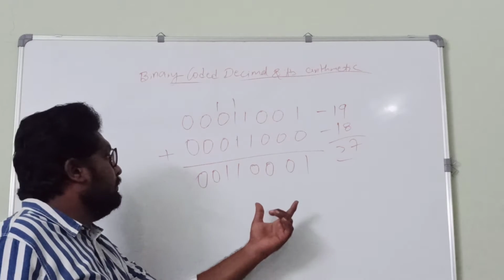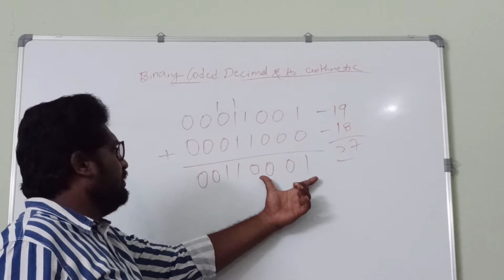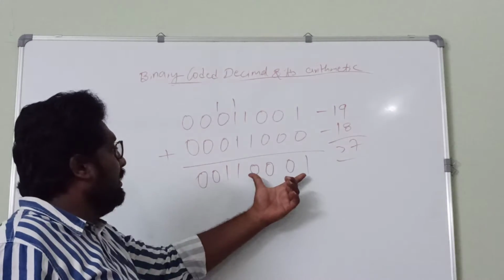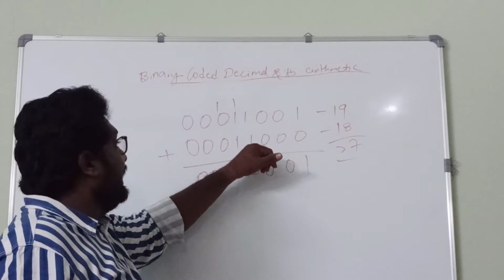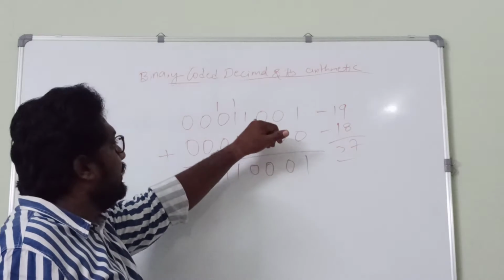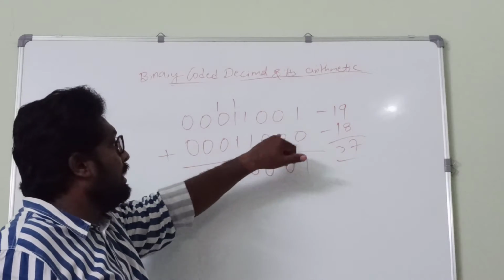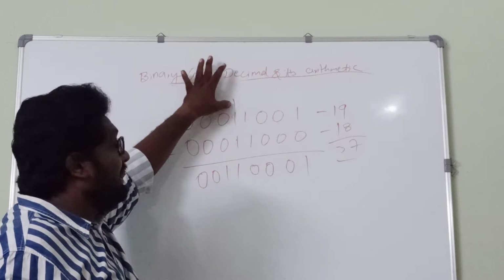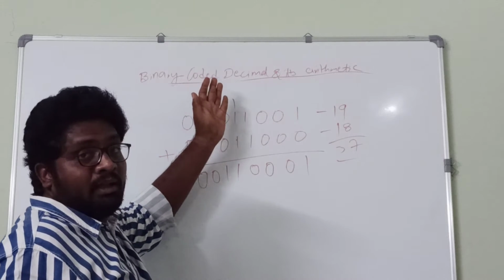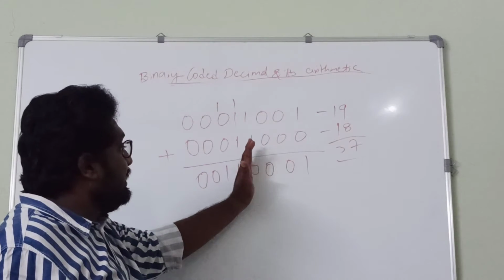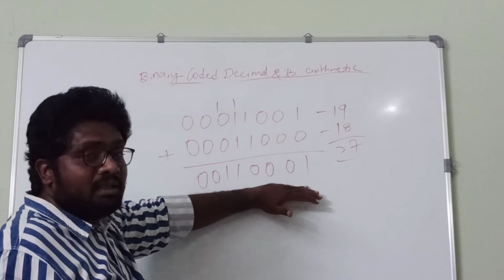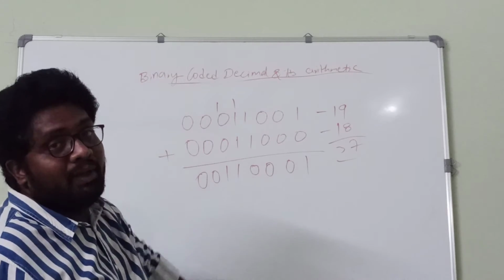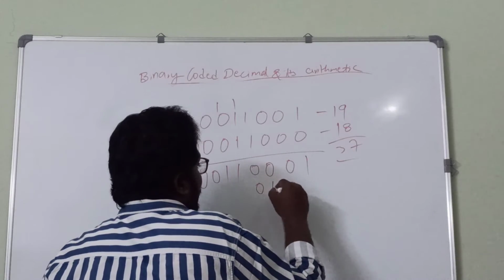So here 0 0 0 1 is a valid BCD, and 0 0 1 1 is also a valid BCD. But if we observe this nibble, 1 0 0 1 and 1 0 0 1, on adding these both nibbles we are having a carry, right? We move this carry to the next nibble, and the resultant of these nibbles becomes an invalid BCD. So to make it a valid BCD, we need to add 6 to this, that is 0 1 1 0.